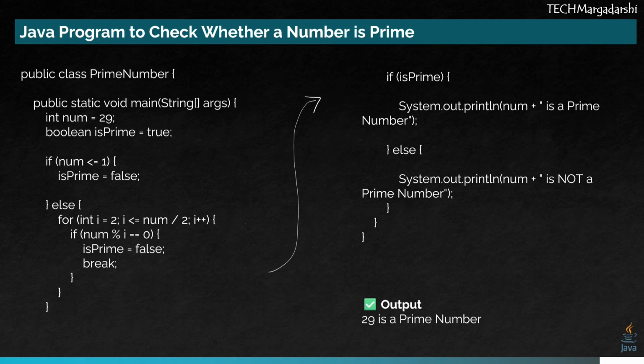In this example, 29 is divisible only by 1 and itself. So the output will be 29 is a prime number. This program is one of the most frequently asked Java coding interview questions and is a great way to understand loops, conditional statements, and logical problem solving.